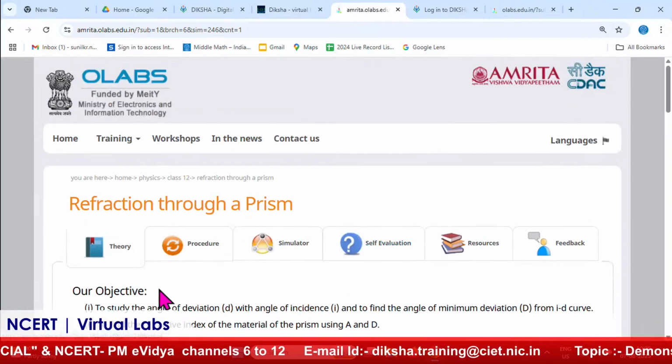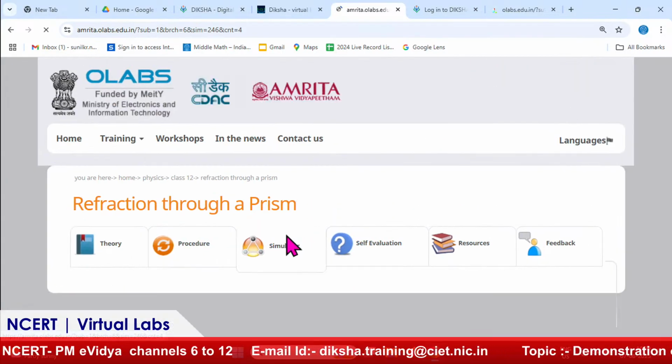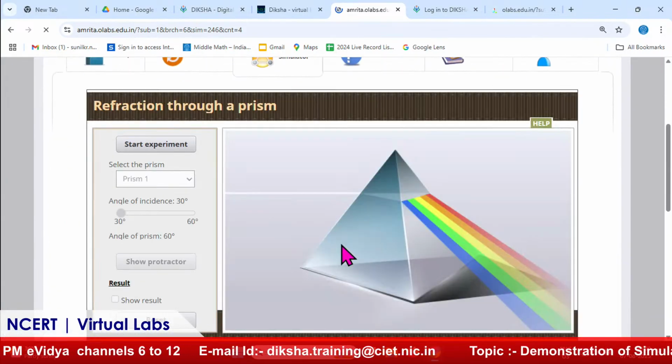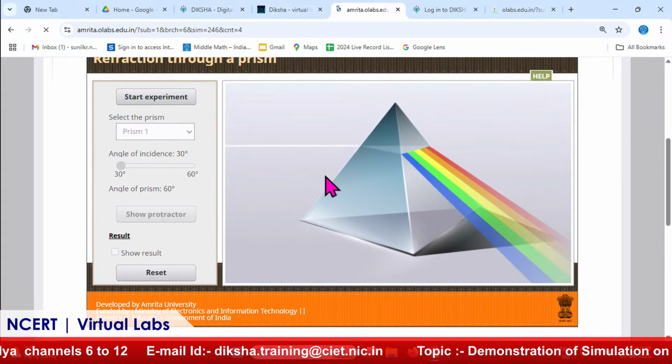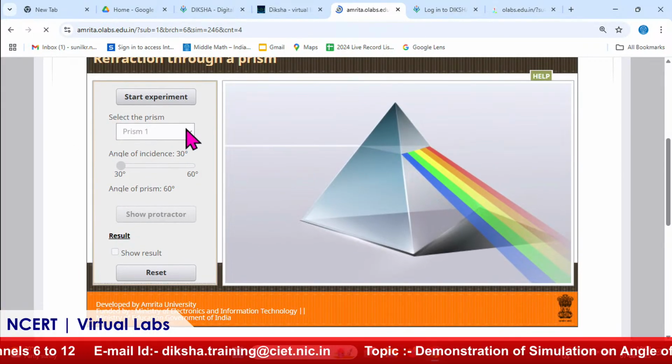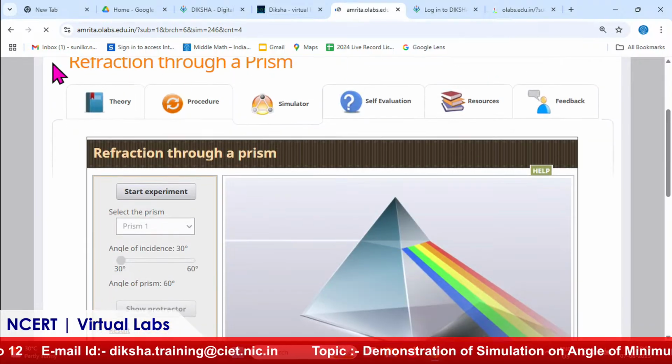So, now we will move ahead to the simulator part. This is a simulation. Okay. So, here you can see different prisms. We can select the prism also based on the refractive index.